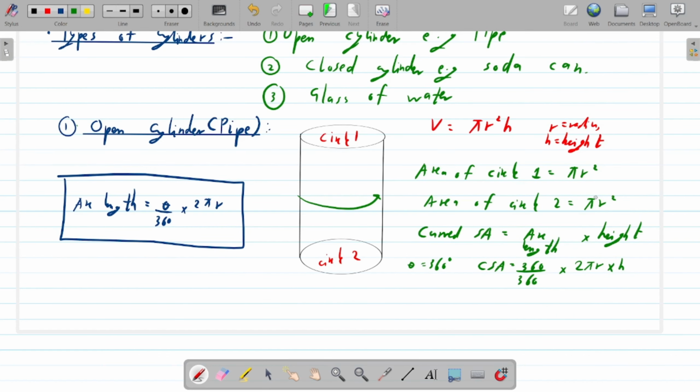Then when we have all the areas, the area of circle 1, the area of circle 2, and the curved surface area of this entire cylinder, what do we do? Simply, in the end, add all the separate areas to find the total surface area. That's it for the first one.